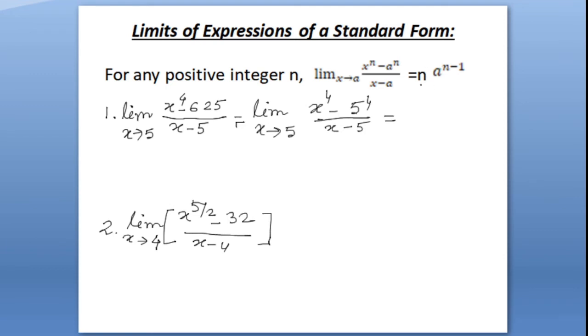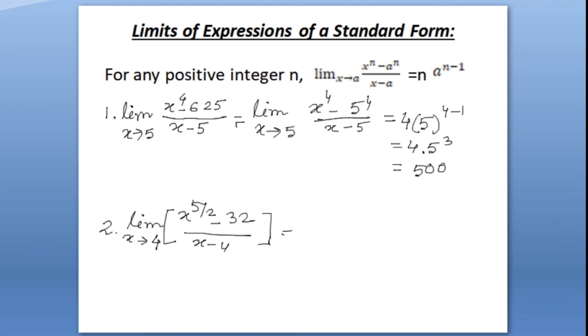Here easily we can see n is 4 and a is 5, that means n into a to the power n minus 1, that means 4 into 5 to the power 4 minus 1, that is 3, 4 into 5 cube, that means 5 into 5 into 5 into 4. After simplification this will be 500.